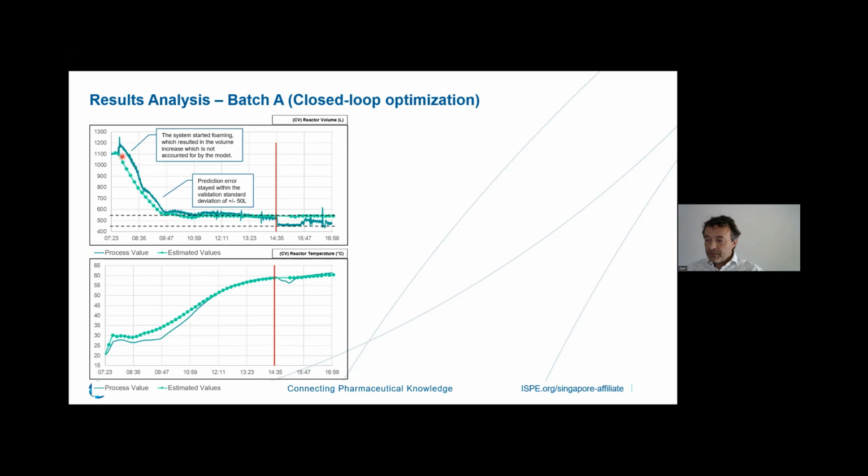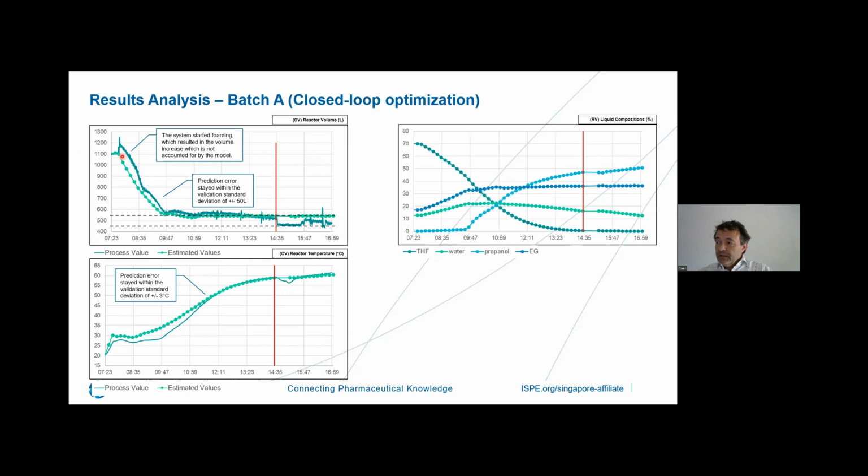Similarly, for the temperature, you see very good correspondence, stayed within the acceptable ranges. The liquid composition, so this is something that is not measured, but the THF and propanol, the two solvents, you can see we are displacing THF, adding the propanol, and we have some water in here as well, and ethylene glycol.